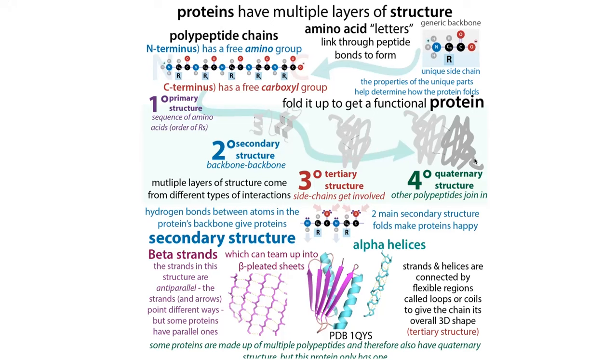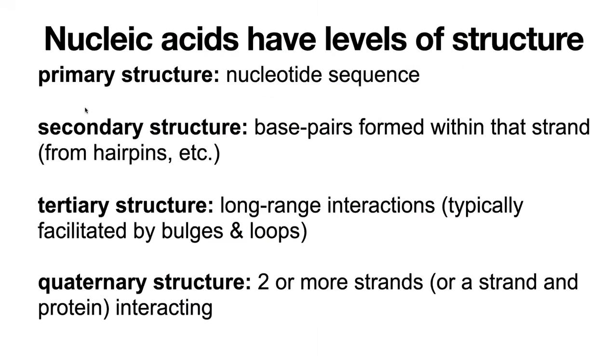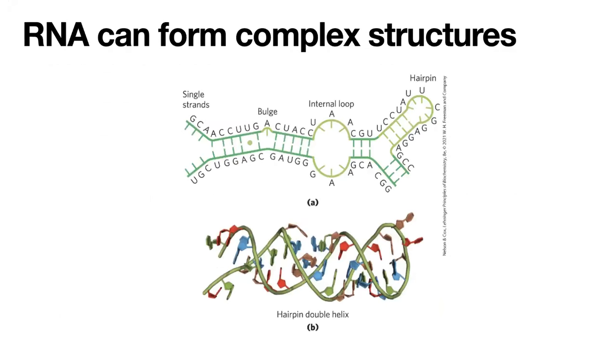And then we kind of had protein chains interacting with one another to give us quaternary structure in some cases. In the case of nucleic acids, our primary structure is still just the sequence. Now, our secondary structure is going to be base pairs formed within a single strand. So this can be from things like hairpins. So we have these local twists and turns.